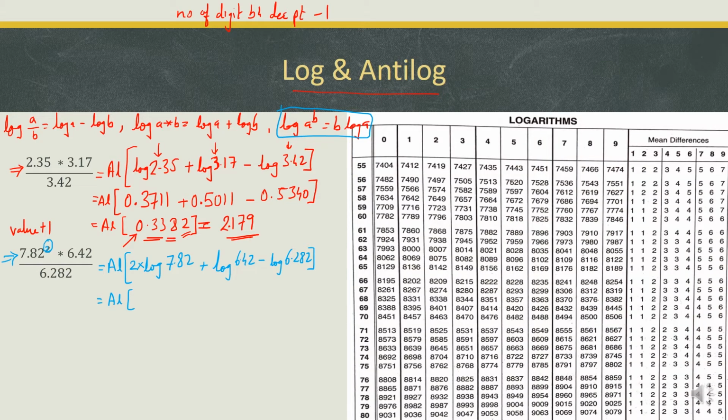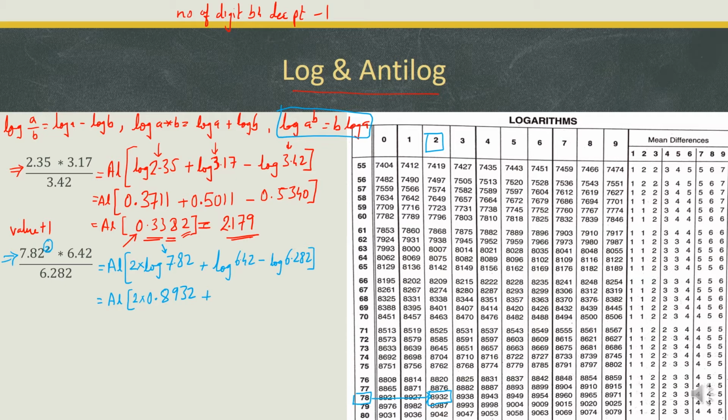Now let us try and solve this from the log table. So first number is 7.82. So we will look for 78 ka 2. 78 ka 2 comes over here. What value we have? 8932. We got 8932. Again, how many digits are there in this number before the decimal point? Only 1. So 1 minus 1 is 0. We'll multiply this with 2.